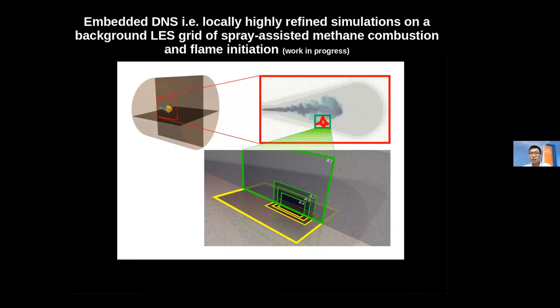Okay, thank you. So the next question is about Jacobian. So what is the reason you use the analytical Jacobian with pyJac rather than OpenFOAM's numerical Jacobian for DLBFoam?